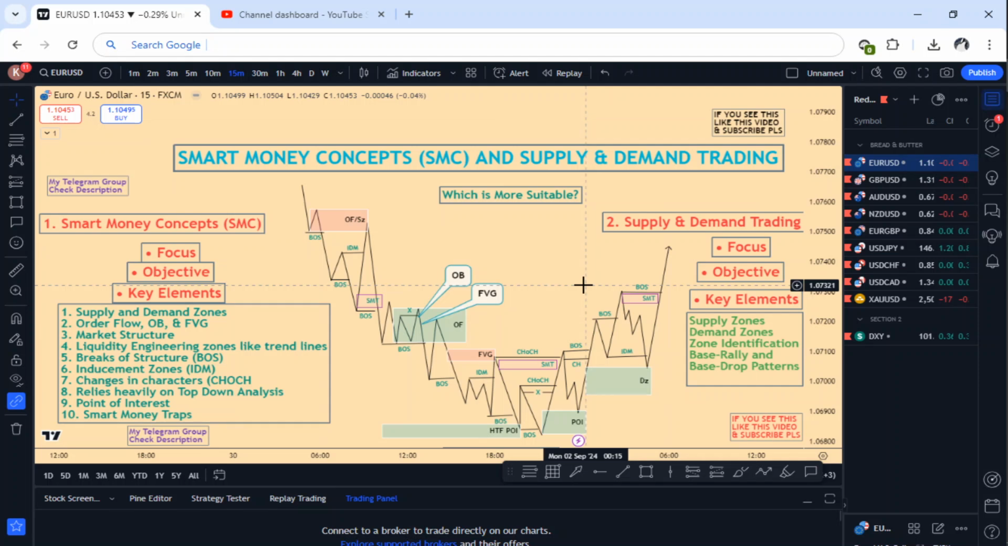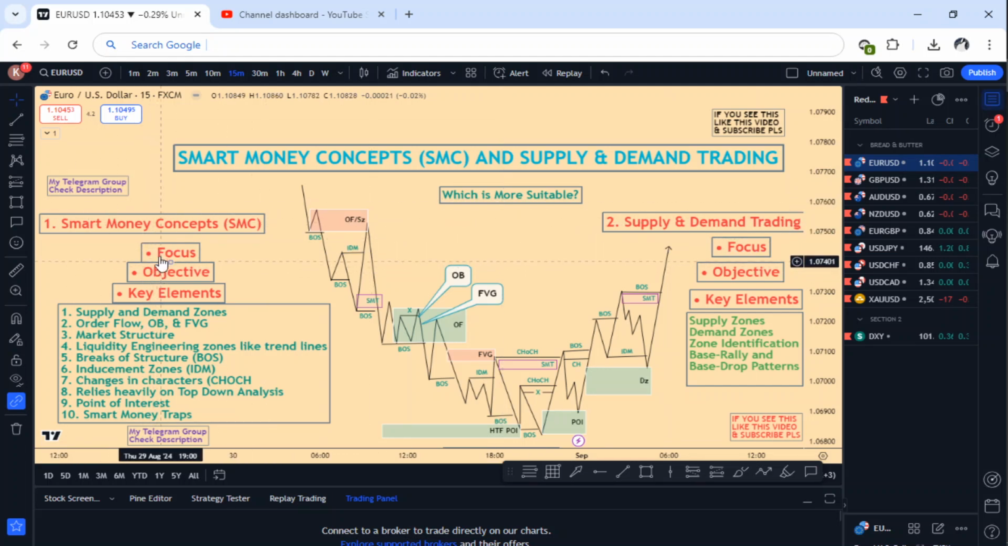So let us break these differences, while I will also cover other insights of these trading concepts. Now eventually I will help you answer the question which is the most suitable. So this will be the last thing we're going to cover in this particular presentation, especially from the beginner's perspective. So let's begin with the first one, which is smart money concept.